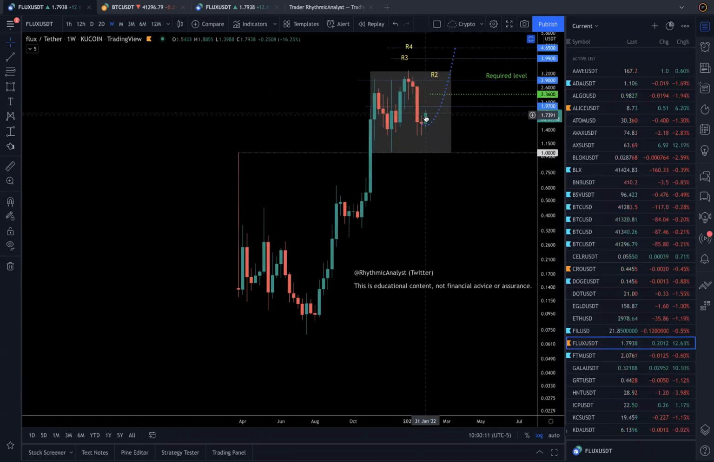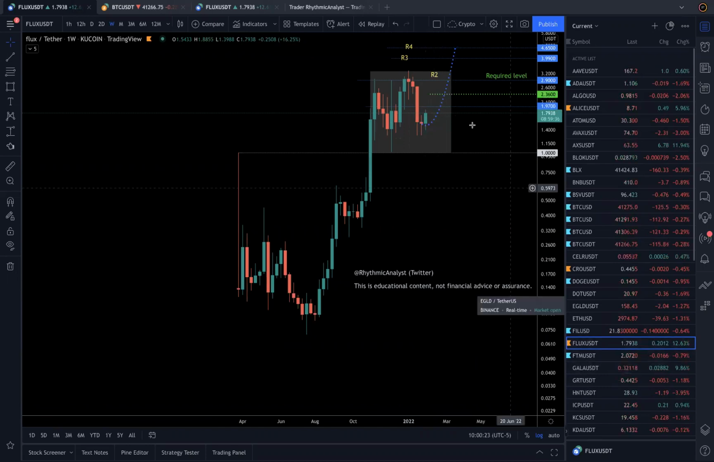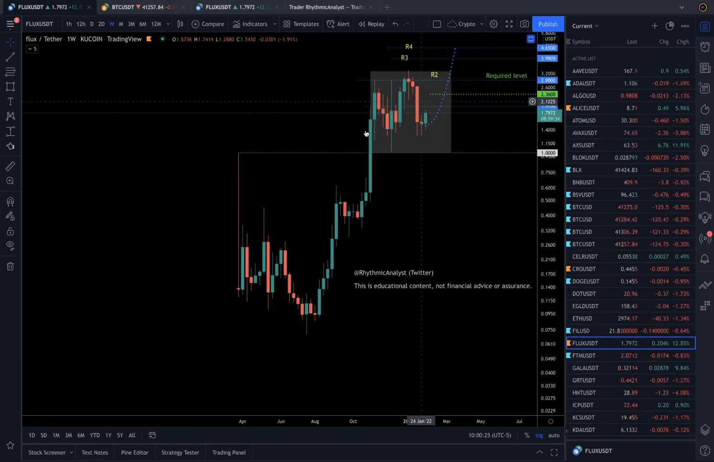Look at this. FLUX is on its way, following this trajectory. Looking good, right? Especially today, it moved up by 12%. It was more, but still good. Yeah, and following this, a nice consolidation. Very strong coin. This is a strong coin.